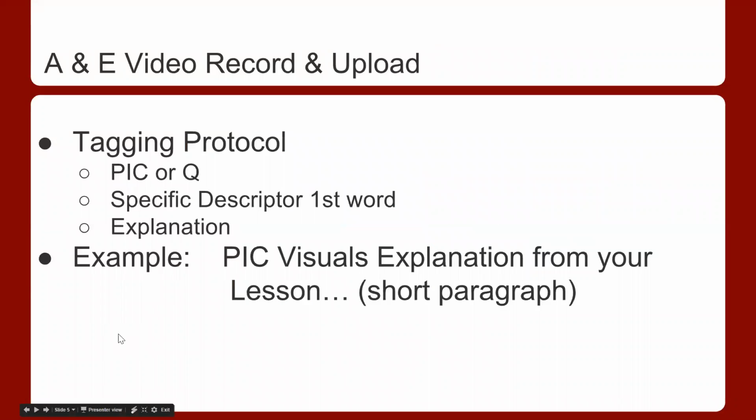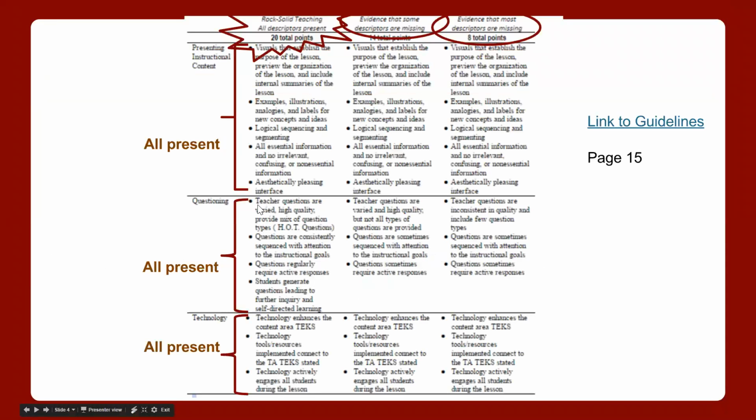Tagging protocol: you'll tag the piece where it is PIC or Q for questioning or T for technology. Use a specific piece of the descriptor. Okay, so for example, it might be Q, teacher questions are varied, and I would know that it was that one, okay, and then you tell me how you met it in your lesson, okay?